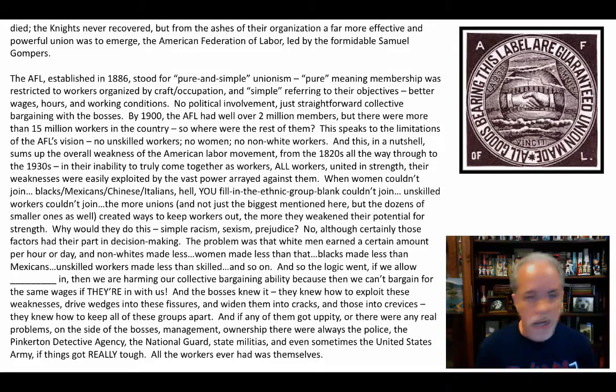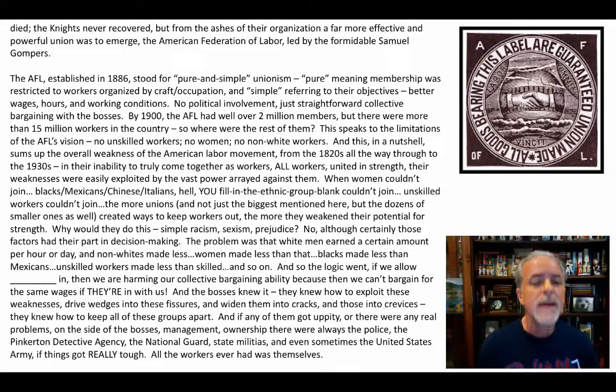The Knights never recovered, but from the ashes of their organization, a far more effective and powerful union was to emerge, the American Federation of Labor, led by the formidable Samuel Gompers. The AFL, established in 1886, stood for pure and simple unionism. Pure, meaning membership was restricted to workers organized by craft and occupation, and simple, referring to their objectives: better wages, hours, and working conditions. No political involvement, just straightforward collective bargaining with the bosses.